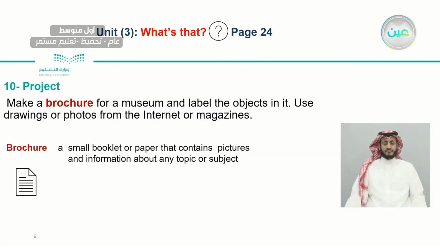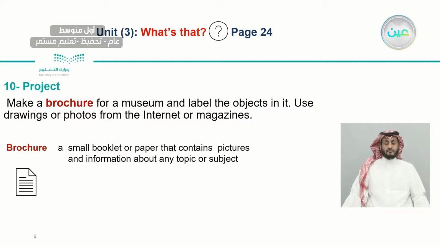So a brochure is a kind of paper that gives information to your audience. And it has many purposes. It could be marketing. It could be just educational. You educate your audience.